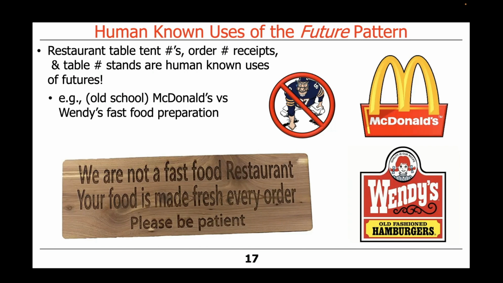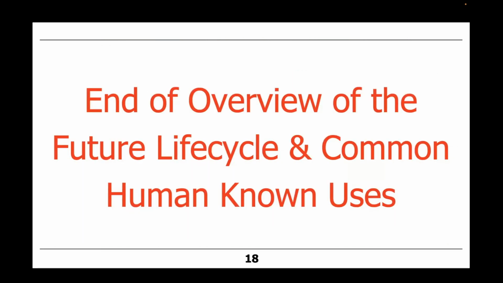But the key point there is that we are all familiar with this concept of futures in environments where you have asynchronous interactions with servers, or in this case, cashiers or clerks, who are going to cook your food after you have left where you're going to be placing the original transaction. So that's the end of a quick overview of the life cycle of a future, as well as some common human known uses from everyday life.